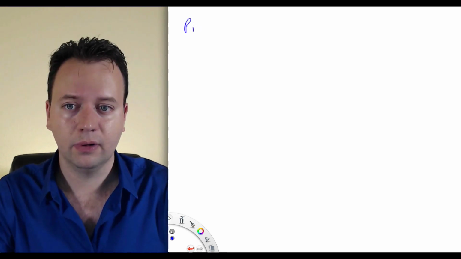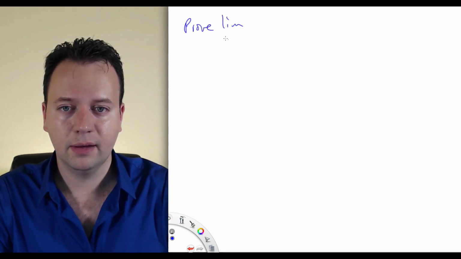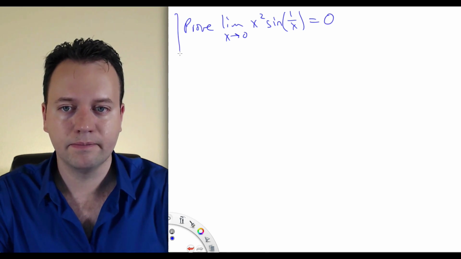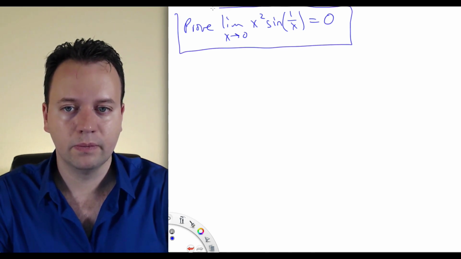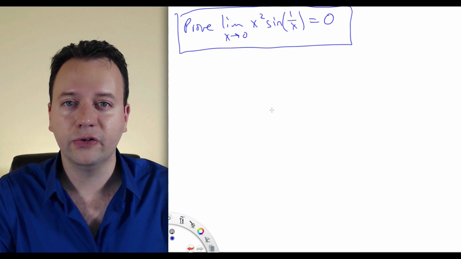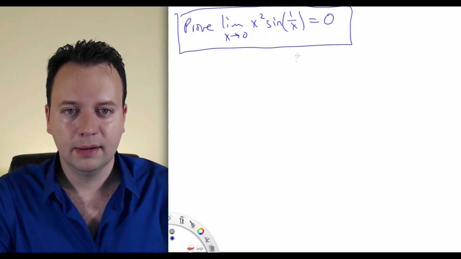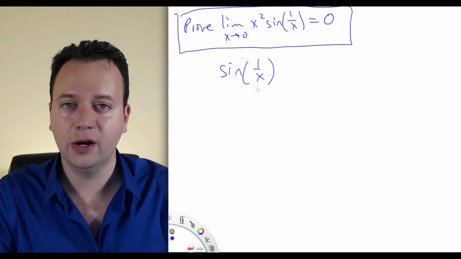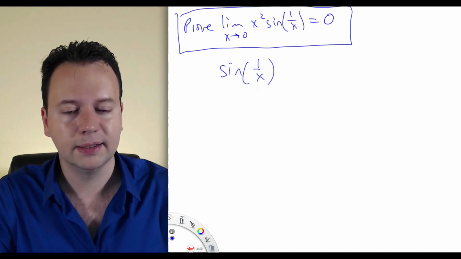So let's see an example of this. Compute, or let's say prove, that the limit as x goes to 0 of x squared times the sine of 1 over x is equal to 0. So first of all, what does this look like? Well, sine of 1 over x might not be something you readily know how to visualize.